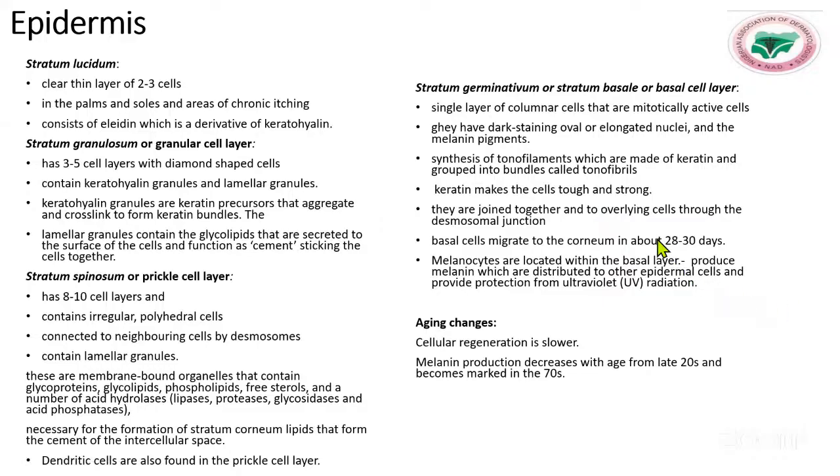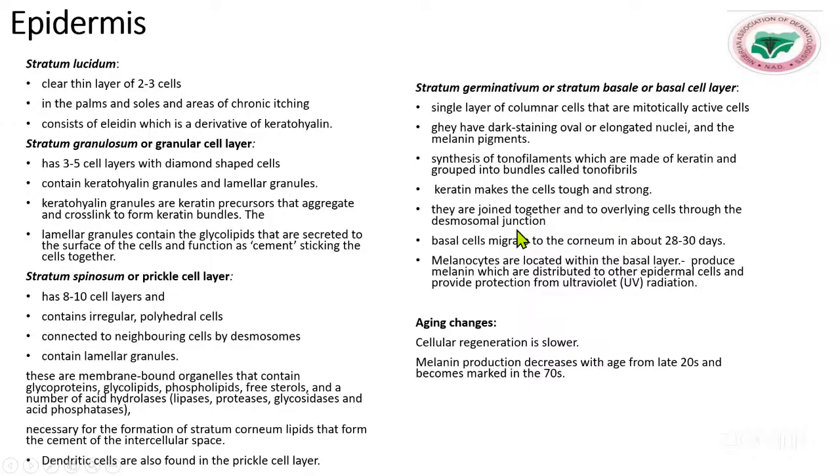They are joined together and to overlying cells through desmosomal junctions. The basal cells are the ones that migrate to the stratum corneum in about 25 to 30 days. The melanocytes, which are another type of cell, are located within the basal layer. These melanocytes provide protection from sun rays or ultraviolet radiation.